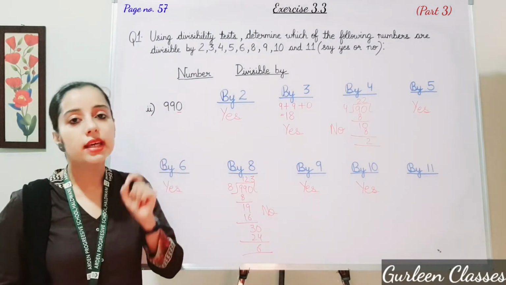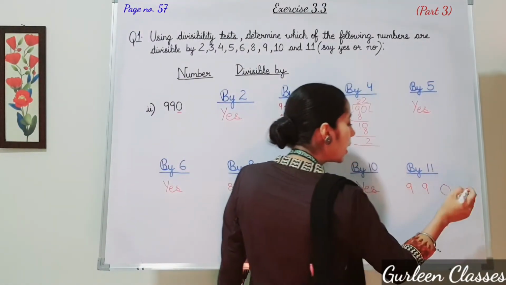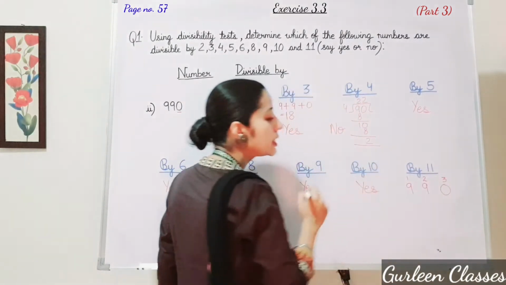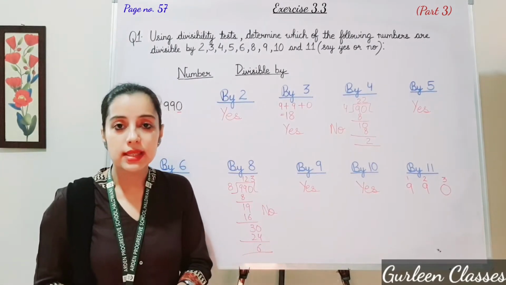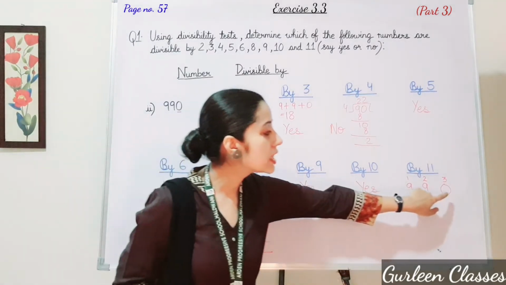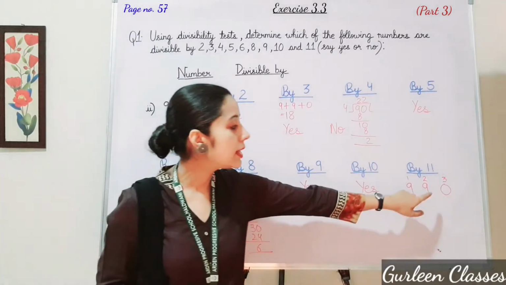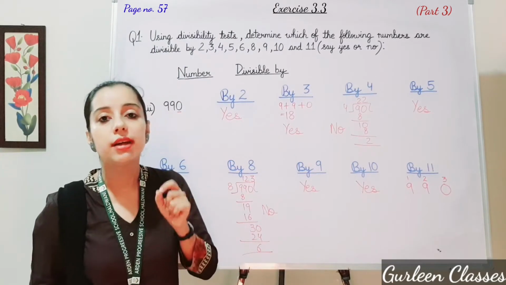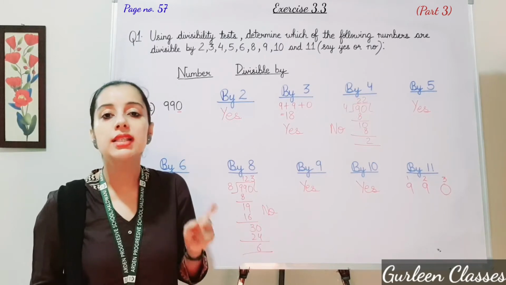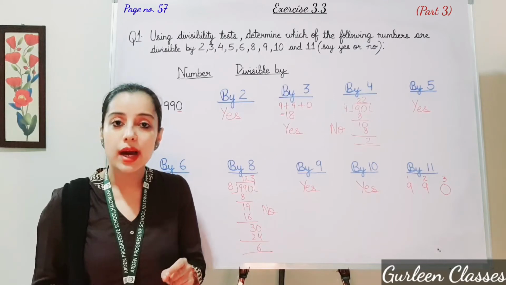First step is write the given digits. So write the given digits 9, 9, 0. Write their places at top 1, 2, 3. First step is sum of odd places. Find out the sum of the numbers that are in odd places. Second step is sum of even places. Even place is 9. Then find out the difference. Subtract them. If your difference is 0 or the given number is divisible by 11, that number comes in the table of 11. So yes, it is divisible by 11.